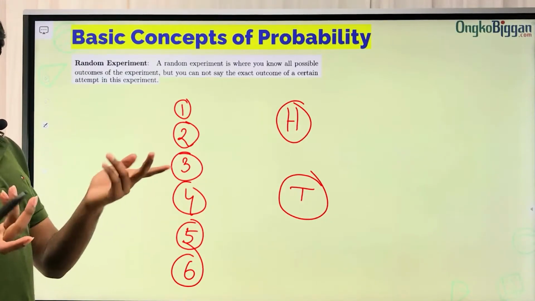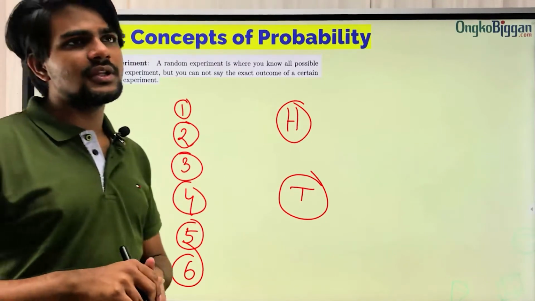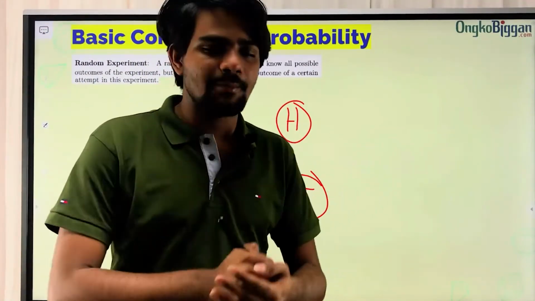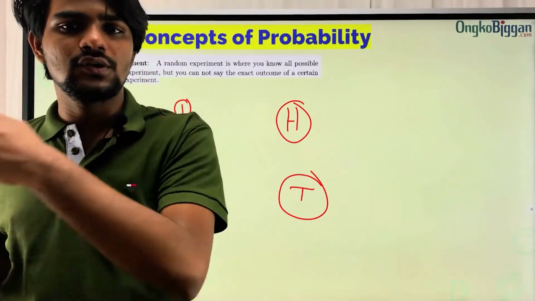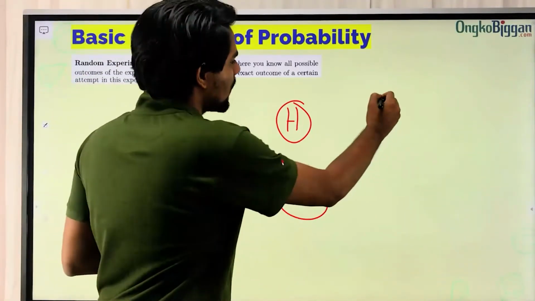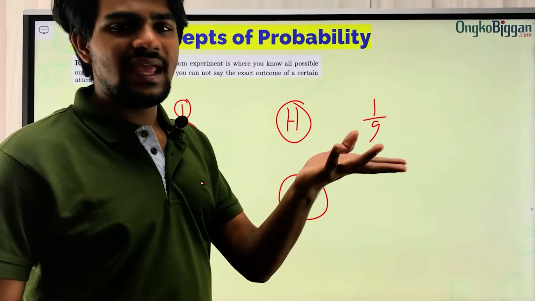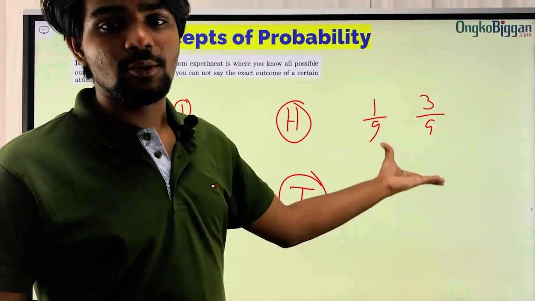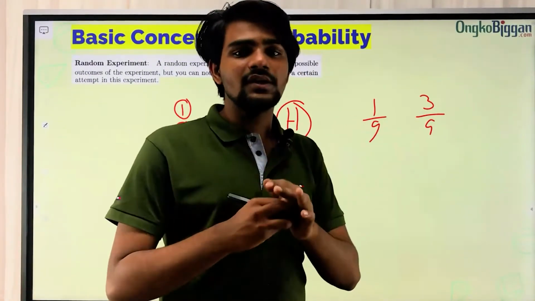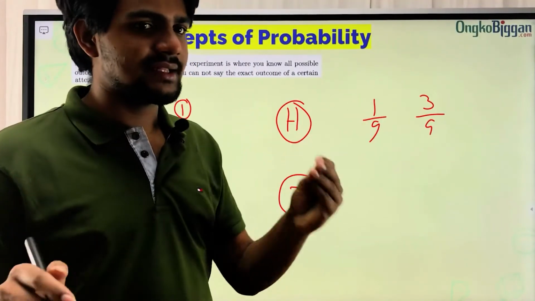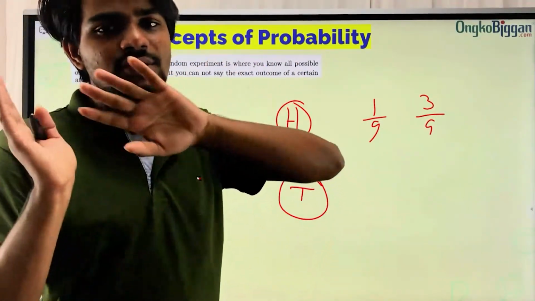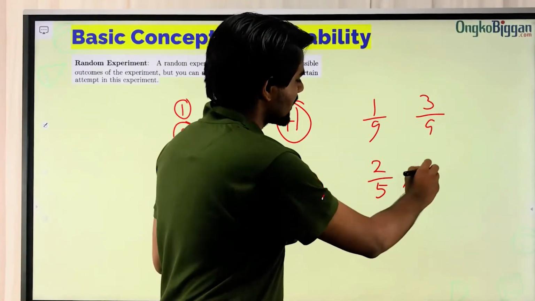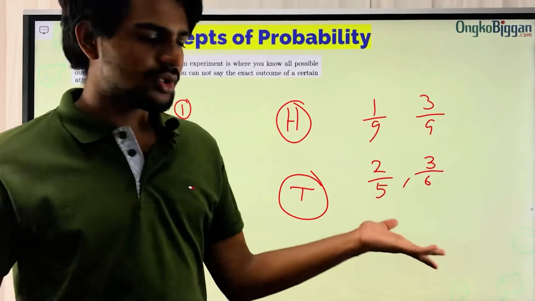Various other random experiments exist. If you make a survey, for example, you take all of your friends and ask them whether they like math or not, whether they like statistics or not. So you find that 1 by 9 of them like math and 3 by 9 of them like statistics. These values are random because if you change your group of friends, that is, if you start with group A, then exclude them and start with group B, you will get different values.